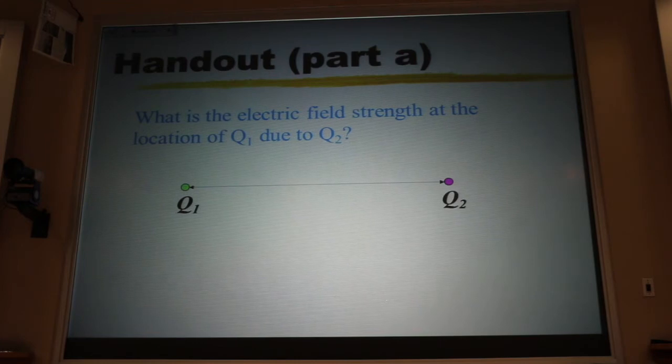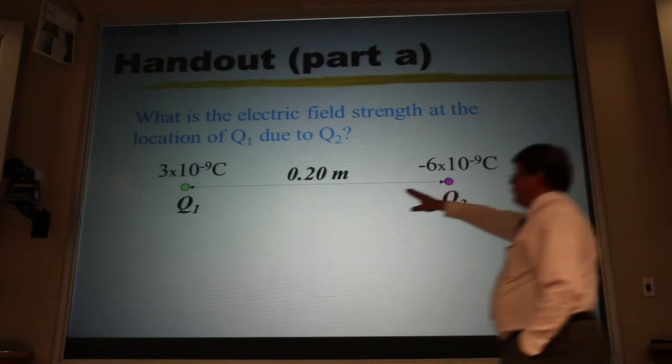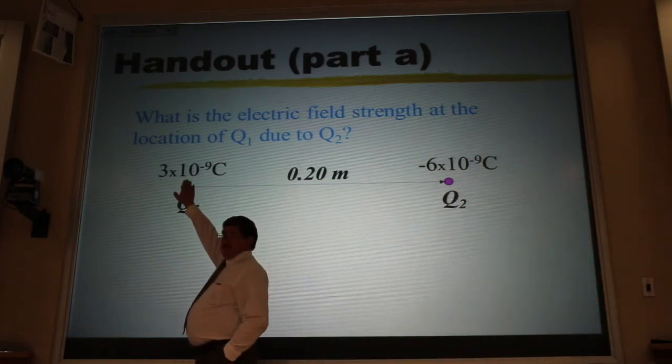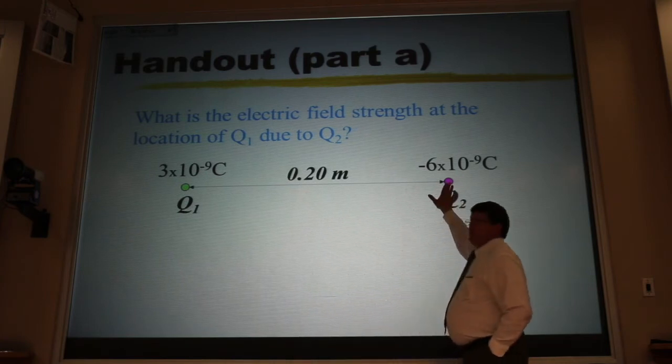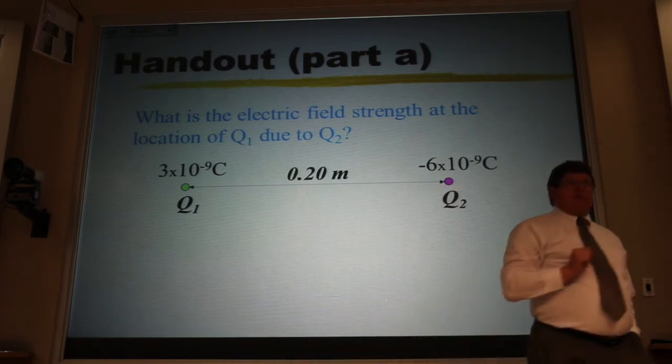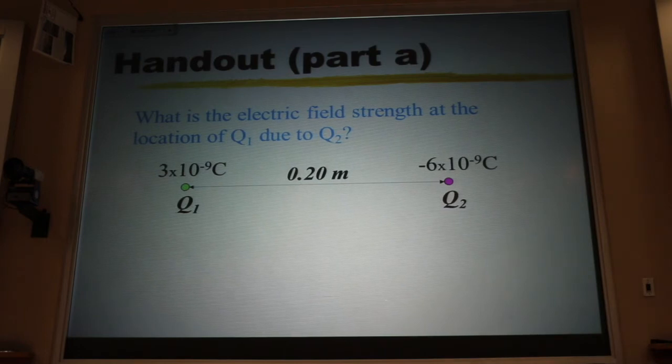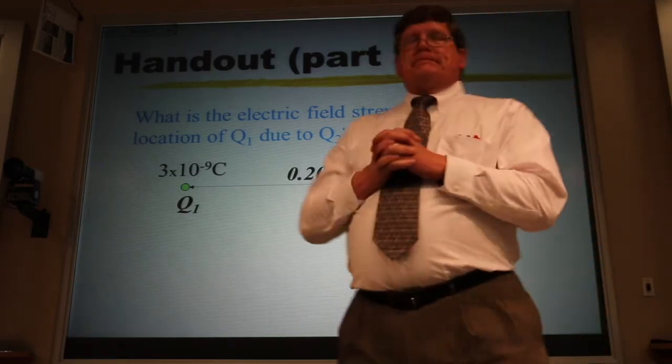Let's start with this part A. We have two charges that are separated by 20 centimeters. One is a positive 3 nanocoulombs, nano being 10 to the minus 9, and one is a negative 6 nanocoulombs, or negative 6 times 10 to the minus 9. Now, listen carefully to the wording of this question. What is the electric field strength, the magnitude of the electric field, at the location of Q1 due to Q2?